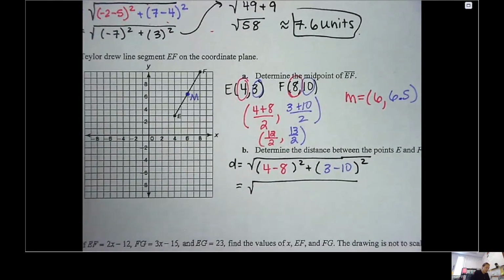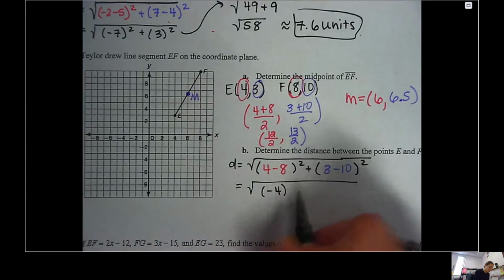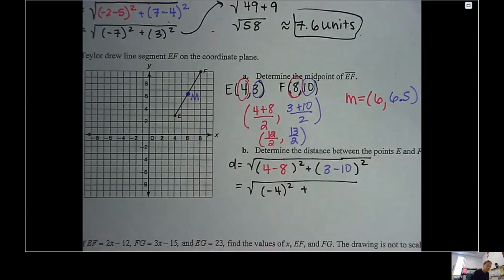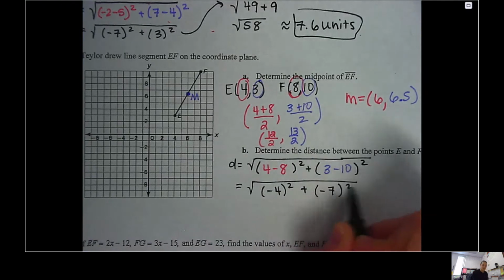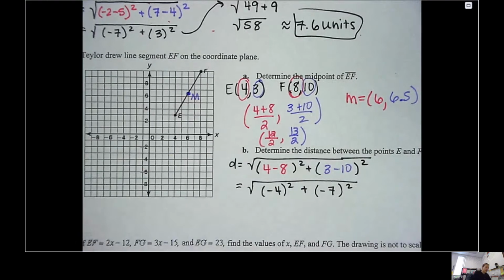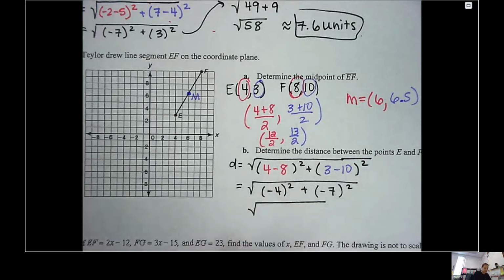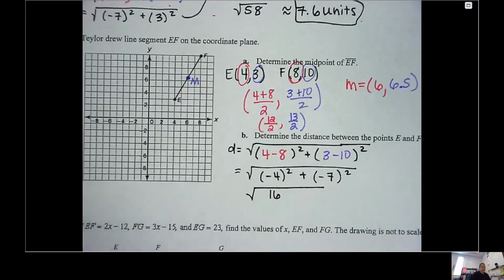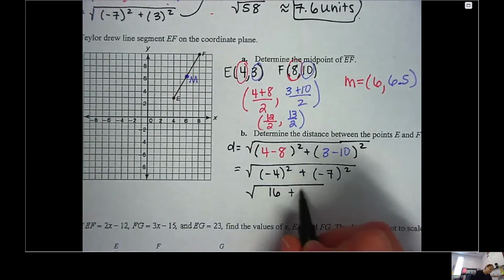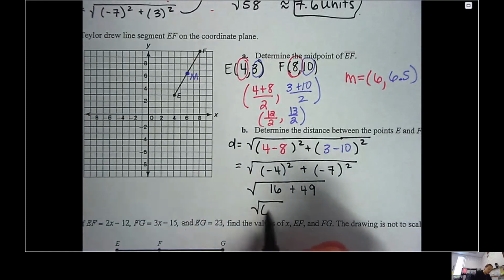This is 4 minus 8, which gives me -4, plus 3 minus 10 gives me -7. Close my parentheses, square it, and then now I just do the exponents. So -4 squared means -4 times -4, that's 16. -7 squared means -7 times -7, which is 49. I add those two together, I get the square root of 65.